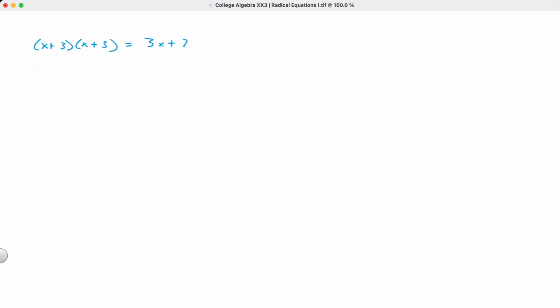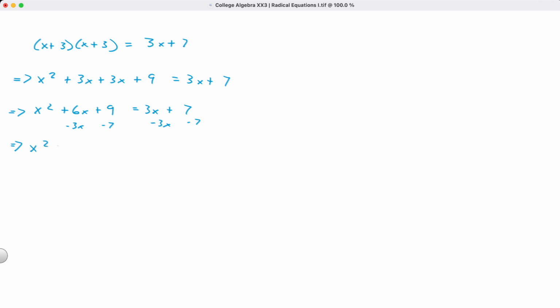We can FOIL x plus 3 times x plus 3, giving us x squared plus 3x plus 3x plus 9, or more simply, x squared plus 6x plus 9, if we combine like terms. We can subtract 3x from both sides. We can subtract 7 from both sides, giving us x squared plus 3x plus 2 equal to 0. And we can ultimately factor this expression to utilize the zero factor property to solve this equation.